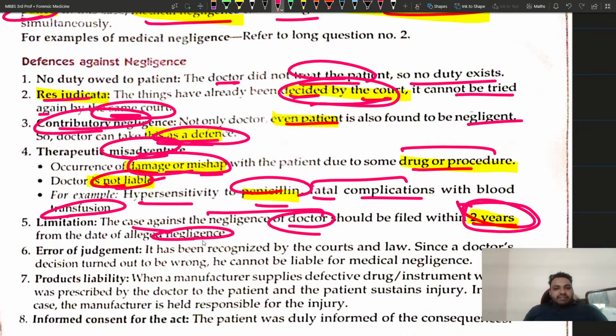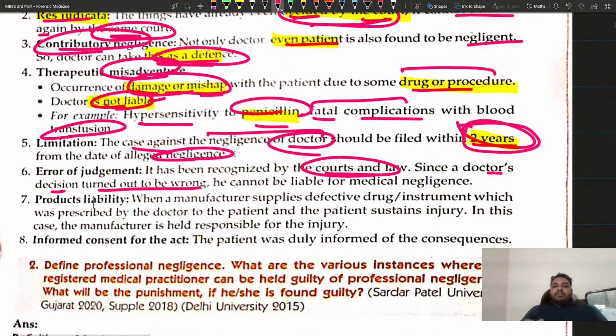Error of judgment. Nobody is perfect. But whenever a doctor is judging the condition, his judgment is always to make sure the patient gets the best treatment, always in favor of the patient. Sometimes there can be errors. The court of law has recognized this when the doctor's decision turned out to be wrong. He has given his 100% to treat his patient well, but unfortunately it didn't go as planned. So he cannot be liable for the medical expenses.